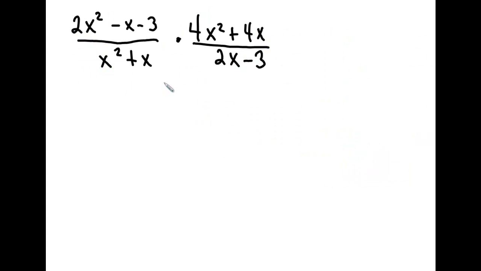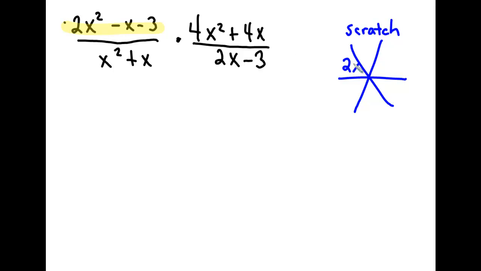In this example, we see we must factor the numerators and the denominators before we begin. So I need to do some scratch work. The first one I'm going to look at is 2x squared minus x minus 3. I'm going to use the snowflake method to factor really quick.